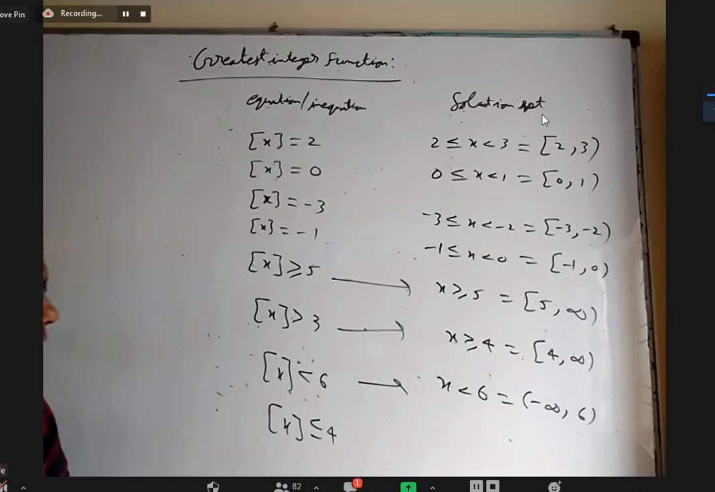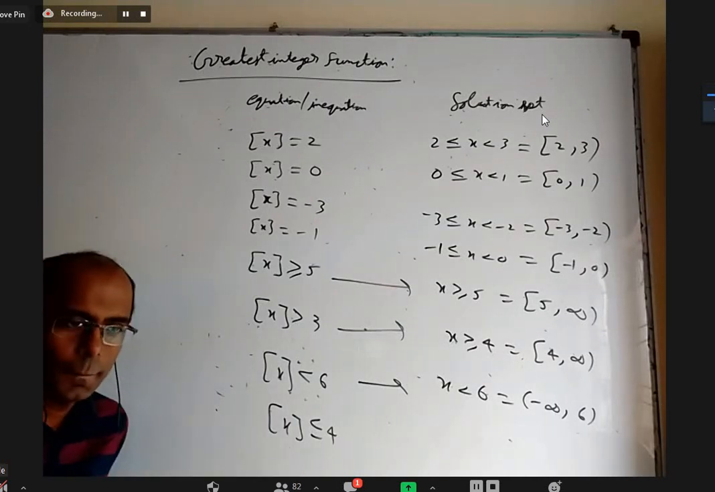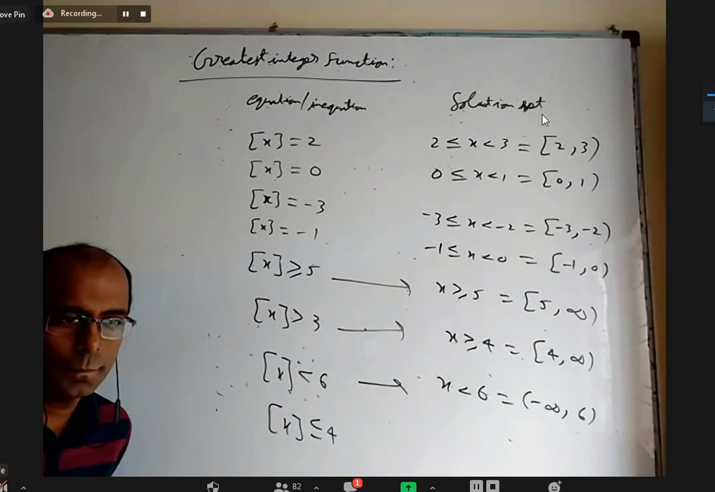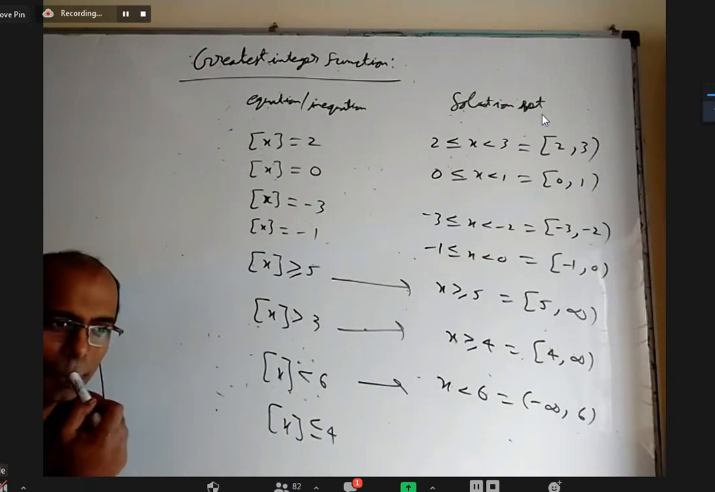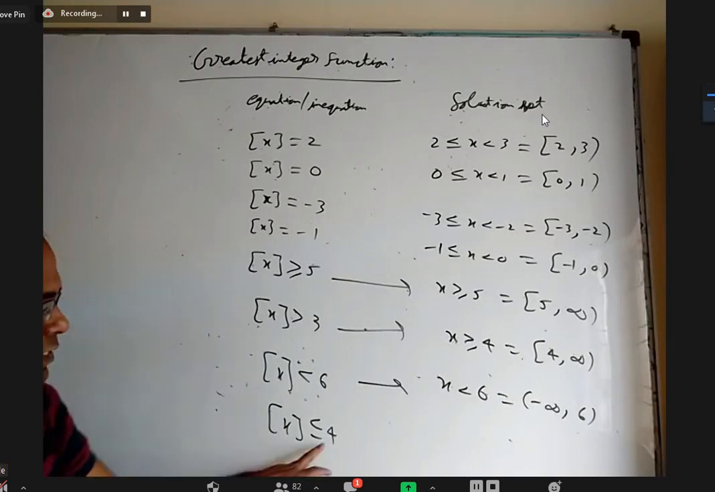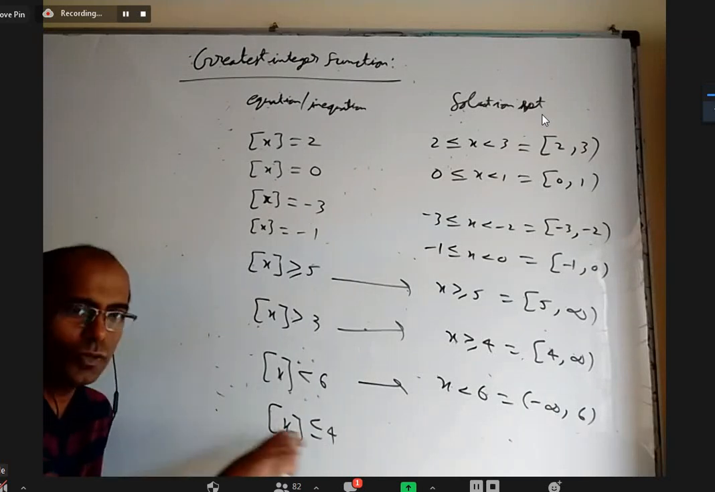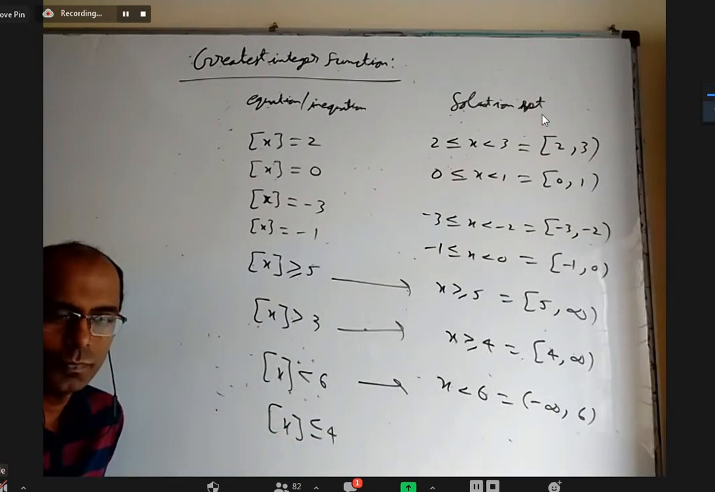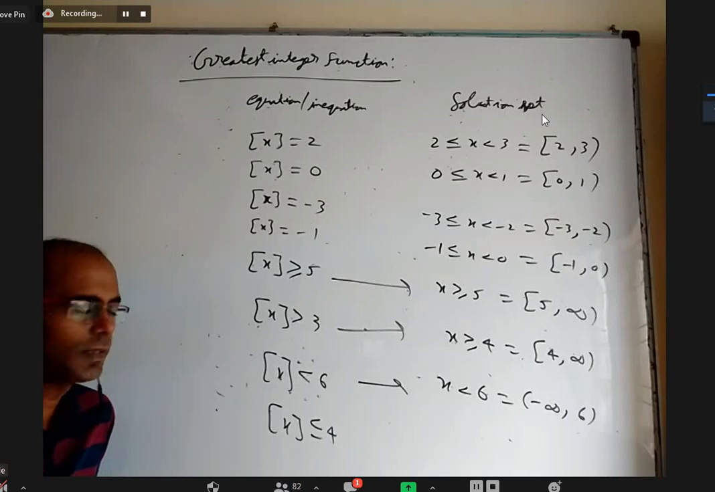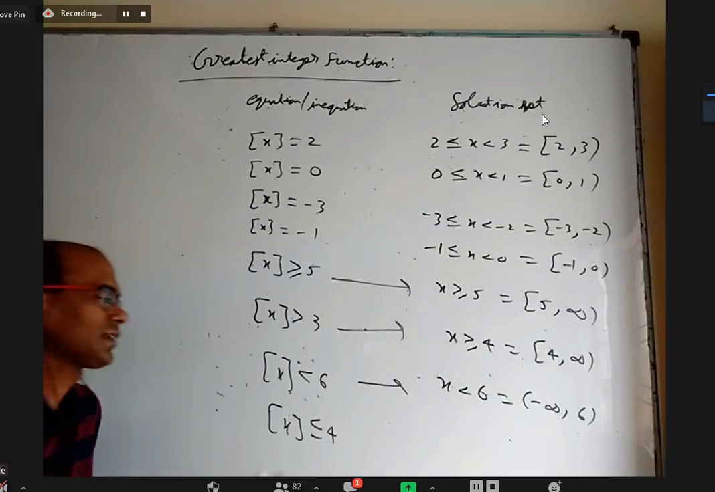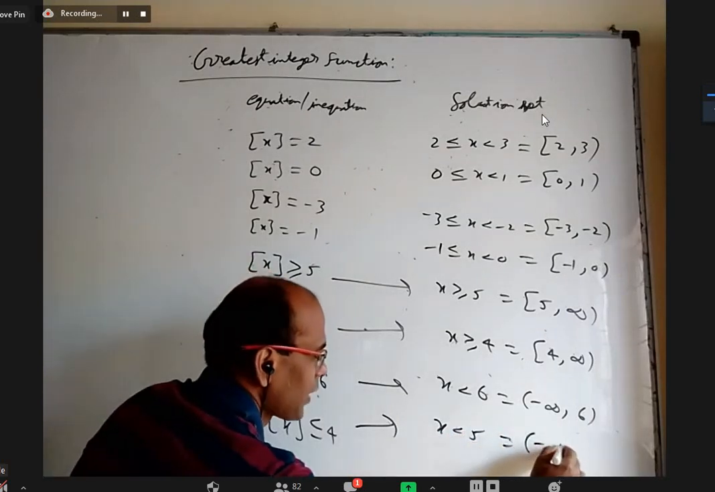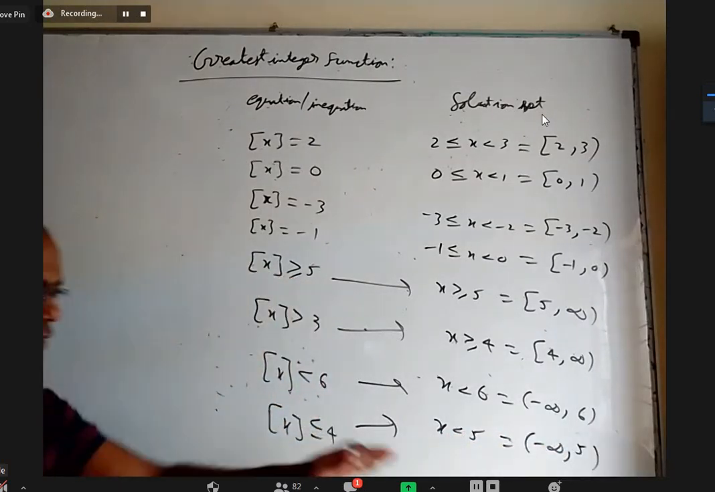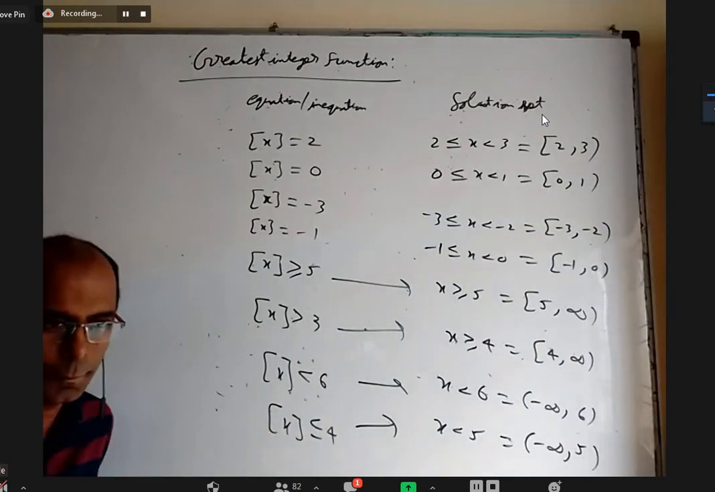What about this one? Minus infinity to open 5, not closed 5. You have to stop before 5. 4.2 is okay here, right? 4.3, 4.7, all the way up to 4.99. So it is x less than 5, which is minus infinity to open 5. 5 is not okay, but up to 5, everything is okay.